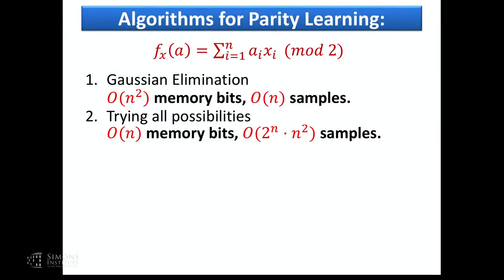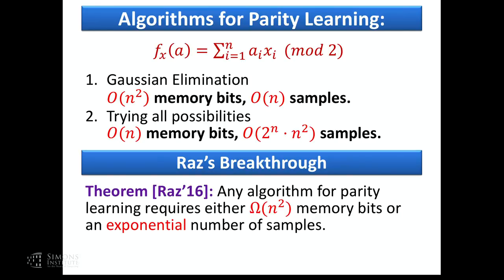These two algorithms are pretty simple. One of them has very good dependence on the number of samples, but quadratic memory. The other has linear memory, but exponential samples. Can we trade off between the two? Can we maybe get something better if we allow, say, n to the 1.5 memory bits? The surprising answer is that we cannot. Maybe the word trade-off is problematic, because there is no trade-off in this case. There's just a lower bound.